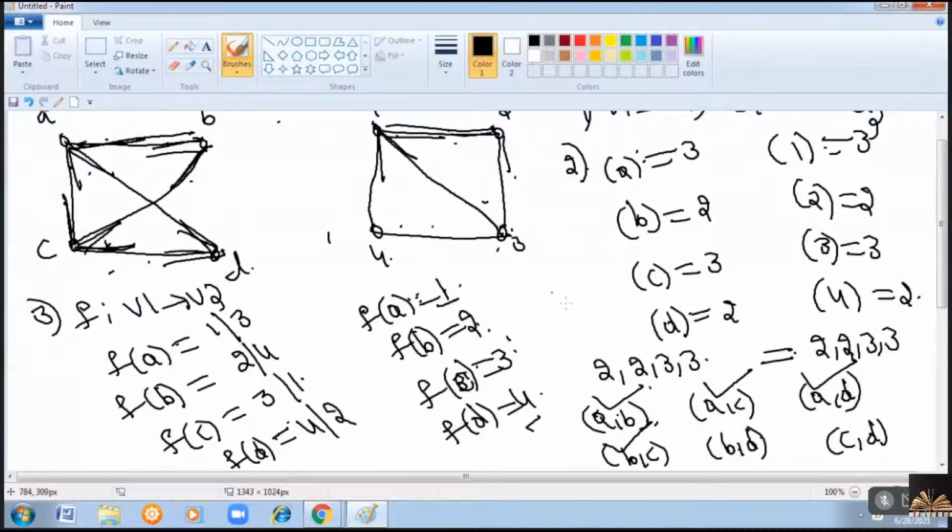Now B comma D, they are not adjacent, so their images 2 comma 4 should not be adjacent. So they are also not adjacent here. So it is also satisfied. Last one is C comma D. They are adjacent. Their images 3 and 4 are also adjacent. Right? So the adjacency is preserved. So this is the fourth condition. Fourth condition is also satisfied.